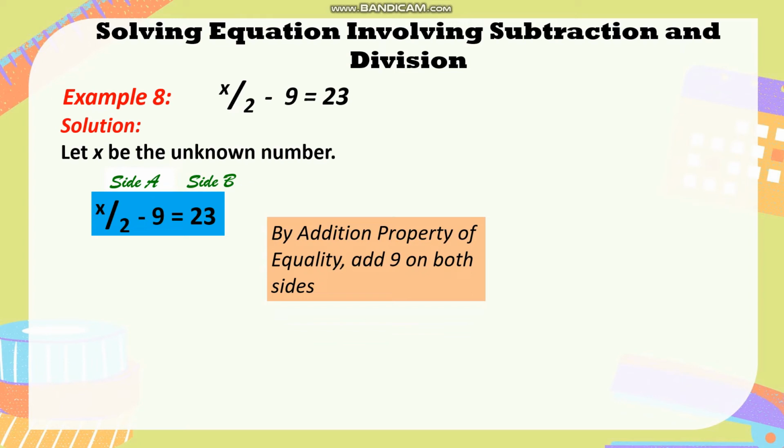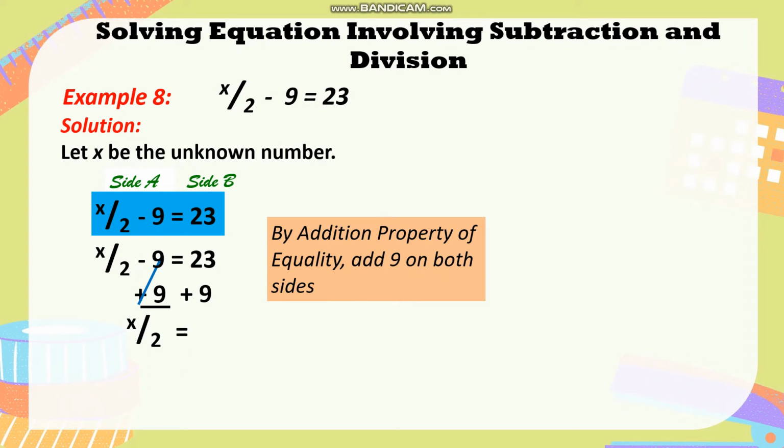By addition property of equality, add 9 on both sides. X divided by 2 minus 9 equals 23. Sa side A, plus 9. Yun po ang opposite ng minus 9 or negative 9. Sa side B, plus 9. Then, cancel out negative 9 and positive 9. Dahil ang opposite integers ay equal to 0. Kaya ang naiwan ay x divided by 2.